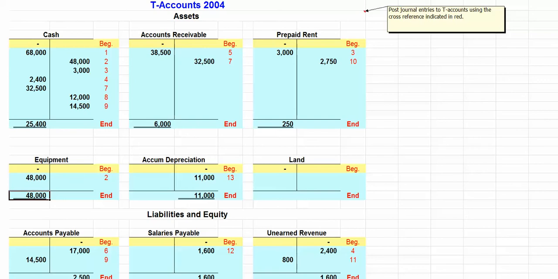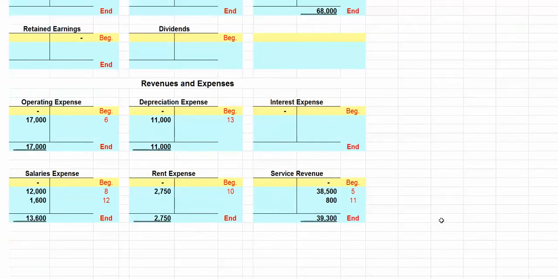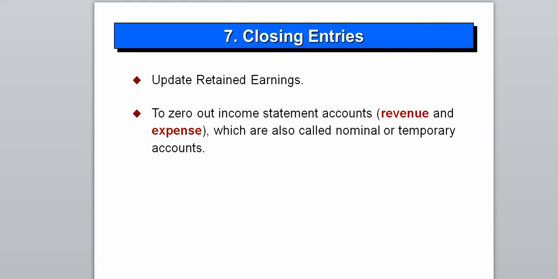However, from an income and expense perspective, we go to bed on December 31st with $39,300 in revenues for the year. But when we wake up on January 1st, we should have zero for our revenue balance. The same is true with our operating expenses. We should have zero for operating expense, zero for depreciation expense, zero for salaries expense, and zero for rent expense. So we're going to find our closing entries accomplish the two goals that we need to do. They are going to update our retained earnings and then zero out our income statement accounts to set the stage for the coming accounting period.